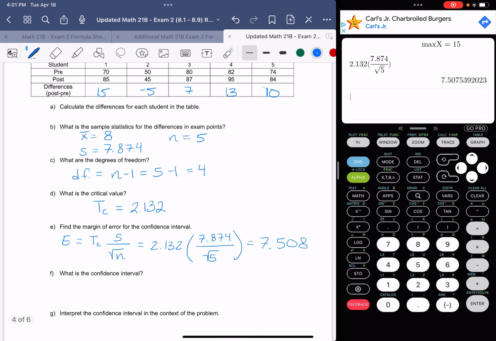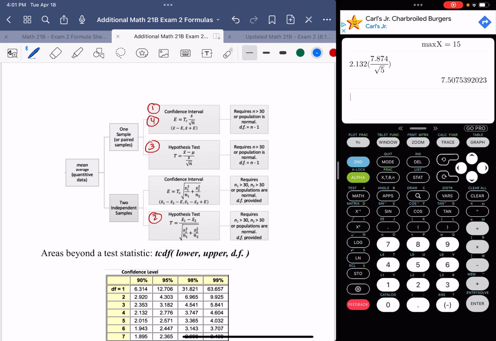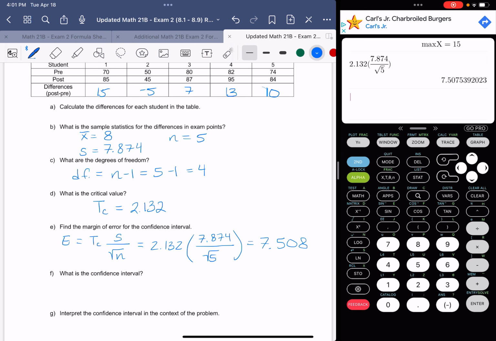Okay. Next, what is the confidence interval? Again, that's provided here. This is the confidence interval. X bar minus E, X bar plus E within parentheses. That's our confidence interval. So X bar minus E, X bar plus E. Where we know what the mean and what E are, we know both of them, so substitute them in. That'll be 8, X bar was 8, minus 7.508, comma, 8 plus 7.508.